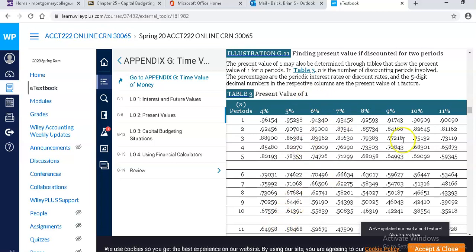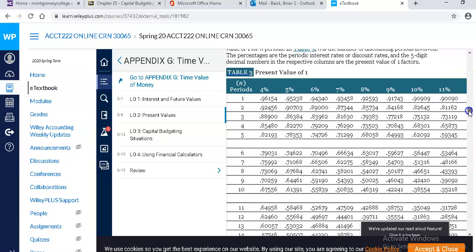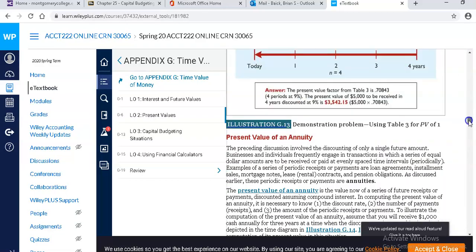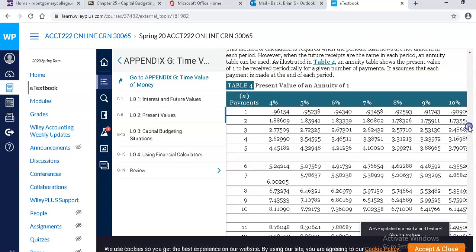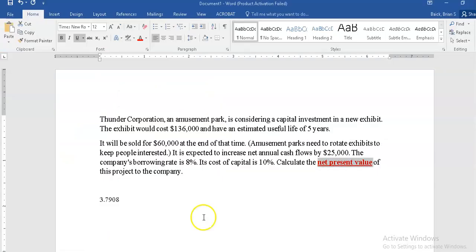Okay, so the answer to the question, where did the 3.7 come from? If you look at the present value of an annuity, 10%, right here, 5 periods, it's 3.79. Okay, so that's where that comes from. But let's go through the problem and then kind of work this out.